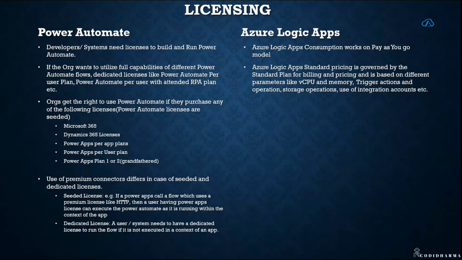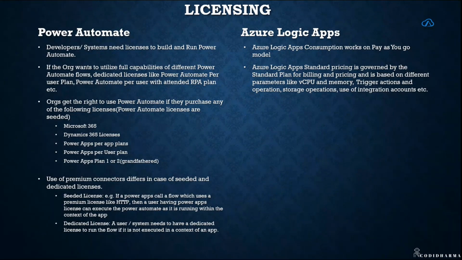So for Power Automate, the developers or systems which are accessing and running these Power Automates need licenses to build and run them, right? Now, if an organization wants to utilize the full capabilities of different Power Automate flows, like the RPA, the business process flows, and even the digital process automation flows that we just spoke about a few minutes ago, they'll have to use the dedicated licenses like the Power Automate per user plan, which allows the running of Power Automate per user, or you can have Power Automate per user with attended RPA, so on and so forth, right?